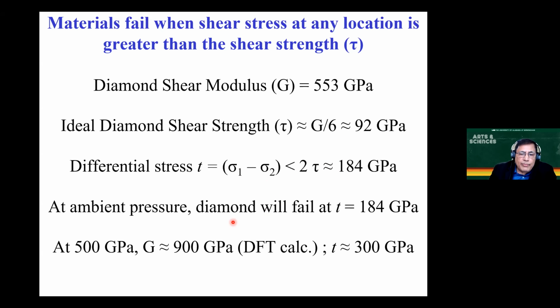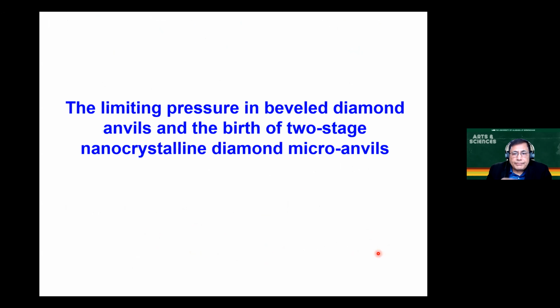Fortunately, at high pressure, we get some help from the fact that the shear modulus actually increases. There are no direct measurements of shear modulus at these conditions, but there are several DFT calculations, density functional theory, which predict that the shear modulus for diamond at 500 GPa is around 900. That gives us a differential stress of about 300 GPa and a shear strength of about 150 GPa. So those are the important numbers to keep in mind.